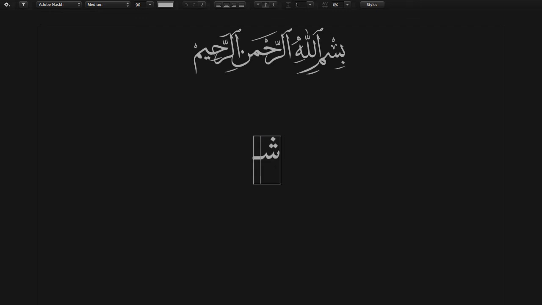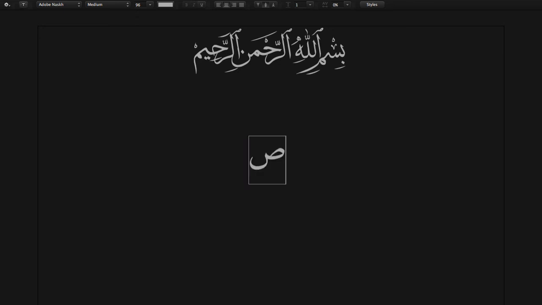So Sheen, initial. Sheen, medial, meaning middle form. Same thing as the Sin, and that's the ending form. And I'm sure you already knew that because of the Sin. So this is the ending form.